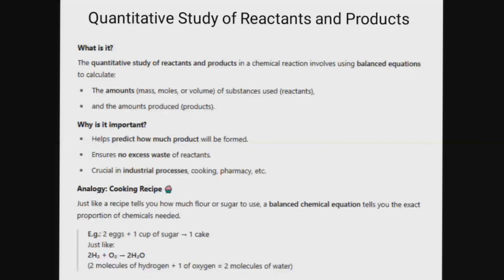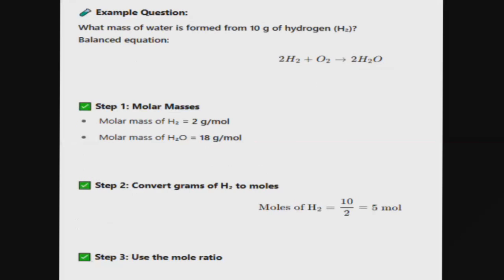So let's look at some questions. What mass of water is formed from 10 grams of hydrogen? First of all, remember that when you are trying to balance an equation, when you are given two or three reactants and you're asked to form a product, you first look at the number of moles of each, and try to predict what is going to form at the other end. What is going to be the product?